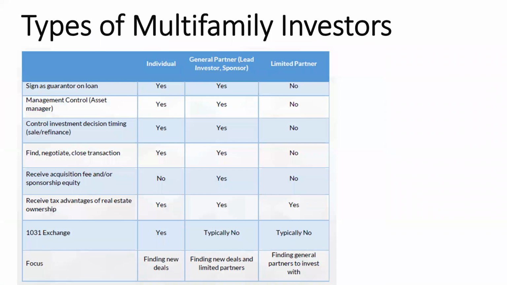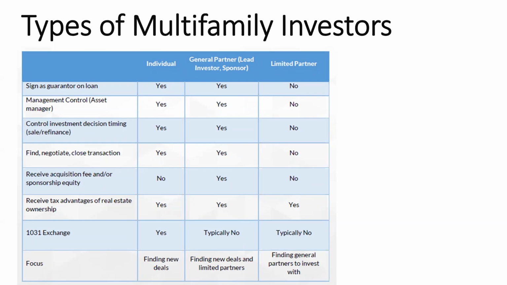So in terms of types of multifamily investors, on the individual side, starting on the left, this guy essentially does everything. It's his own money. He finds the deal, he signs on the loan, and really his focus is just finding new deals. Where a lot of people that I work with are really on the general partner and limited partnership side. So the general partner does everything. The only thing that they're really not doing is putting in all of their own money, right? So they raise it from limited partners. And limited partners, their job really is finding general partners to invest with.